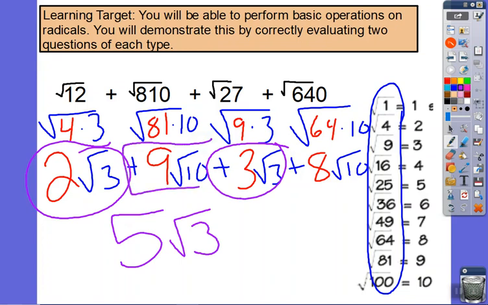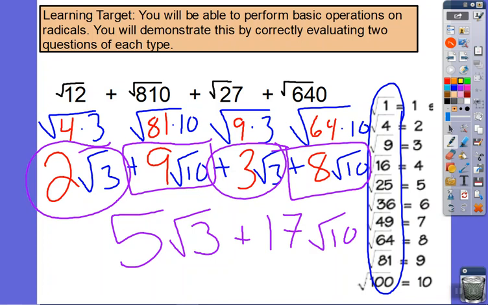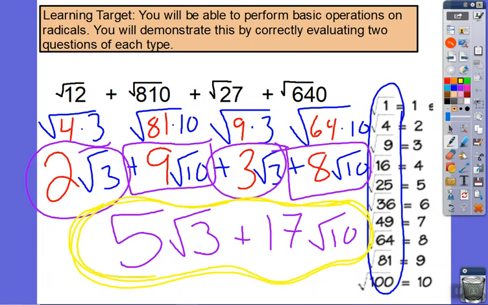Then I've got 9 radical 10 and 8 radical 10. They're both radical 10, so I'm going to add 9 and 8 and get 17 radical 10. Now, please do not do anything else. That right there is our goofy looking answer. If we typed it in with a calculator, we would get the same thing if we just went ahead and got that decimal. But this is called simplifying, and that's where we want to stop.